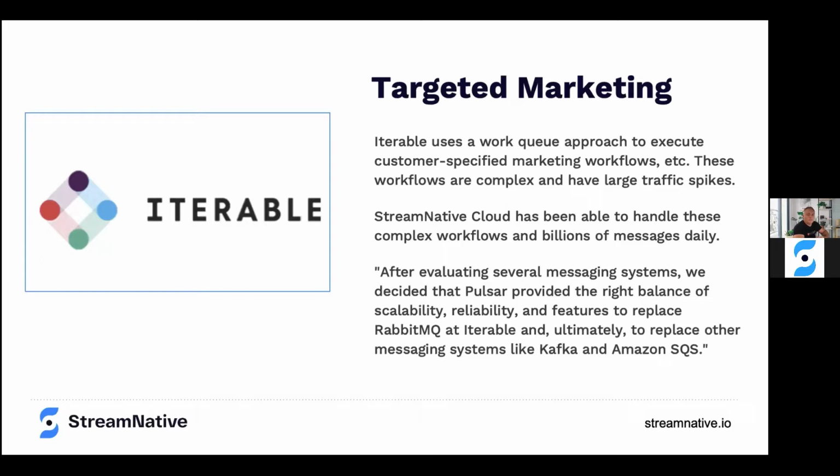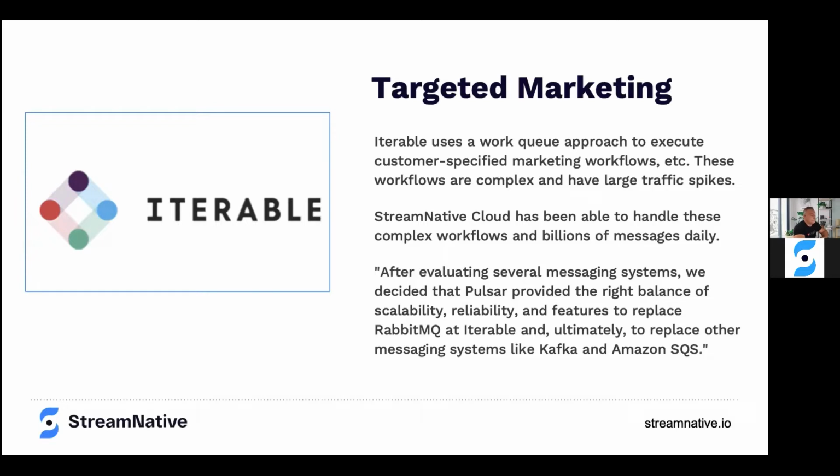They typically use a work queue approach to execute customer-specified marketing workflows. So people want to send out messages at different times, and other types of scheduling and job processing. They were able to move over to StreamNative Cloud to handle these complex workflows and billions of messages daily. They originally had a RabbitMQ-based infrastructure, Kafka and Amazon SQS as well, to try and implement this framework, but they found it just wouldn't scale and meet the reliability and the features that their use case required.